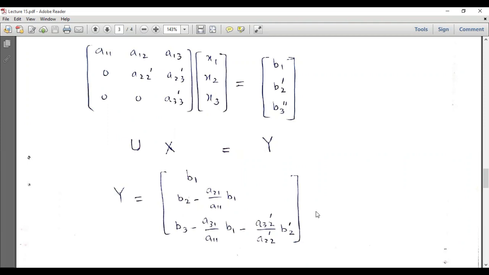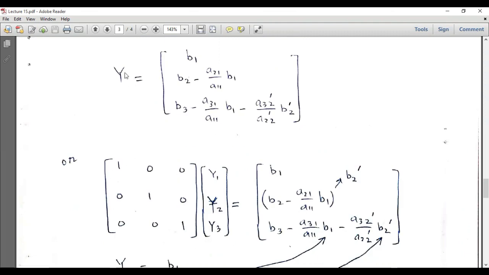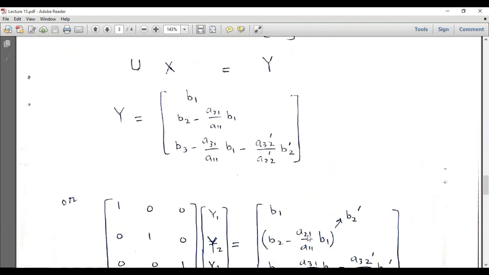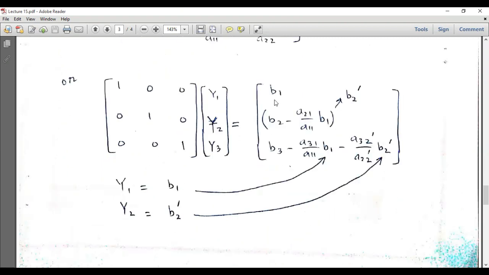Okay. So this Y column vector can be multiplied with an identity matrix, and there will be no harm to it. So Y column vector is Y1, Y2, Y3, and I have multiplied an identity matrix over here, and this is our right hand side column vector. So this is B1, and this is B2 minus A21 over A11 B1, and this is B3 minus these terms, right?